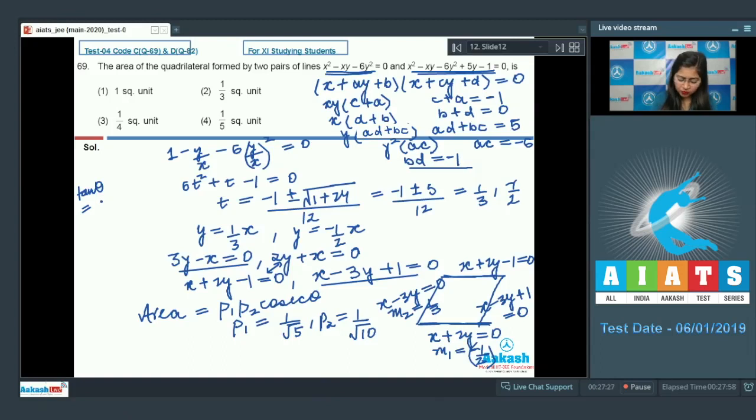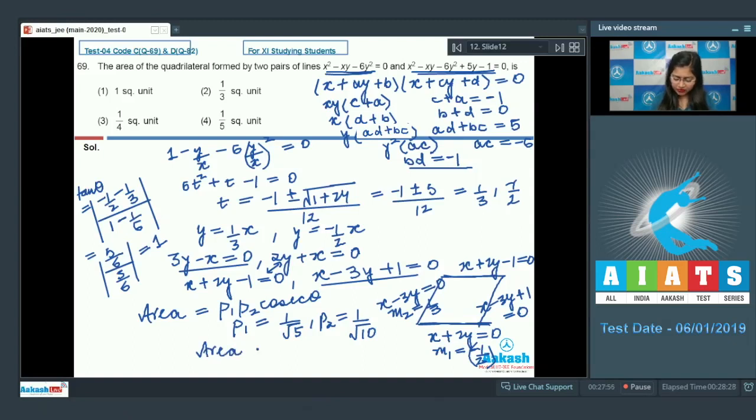So tan theta is equal to modulus of (minus 1 by 2 minus 1 by 3) upon (1 minus 1 upon 6), which will be equal to 5 upon 6 upon 5 upon 6. So this is equal to 1. That is, theta is equal to pi by 4. Hence the value of cosecant theta will be equal to root 2. Hence the area of the quadrilateral will be equal to 1 by root 5 into 1 upon root 10 into under root 2.